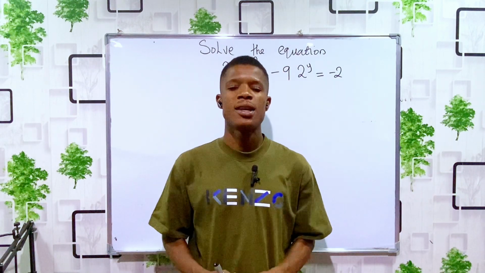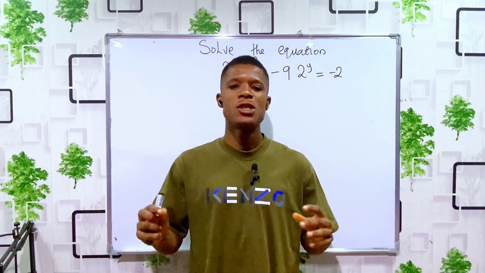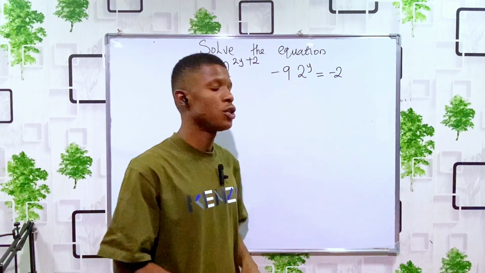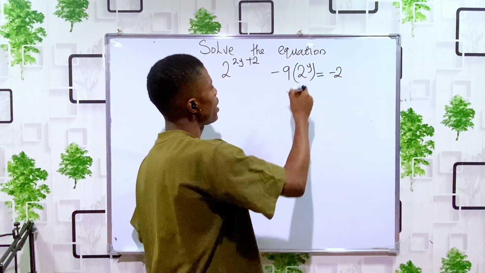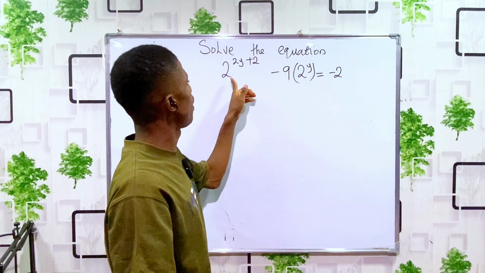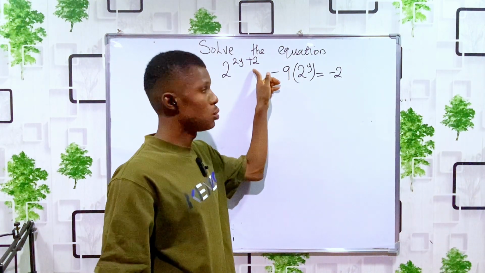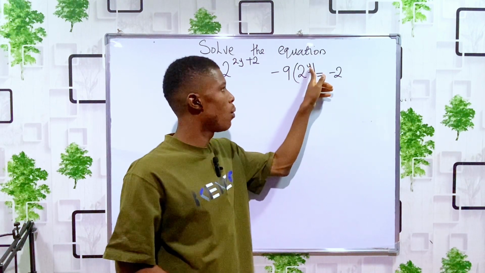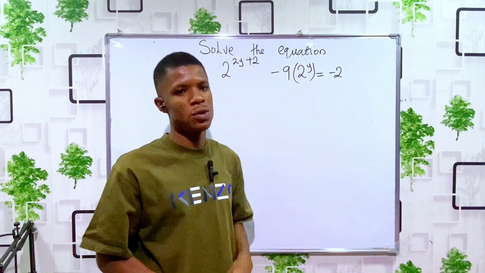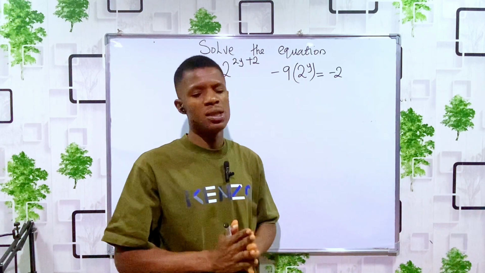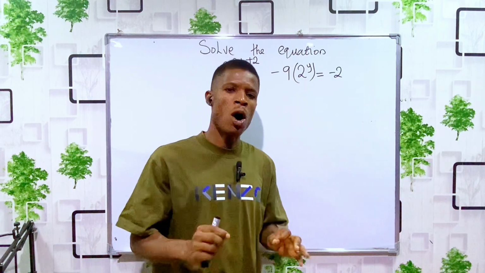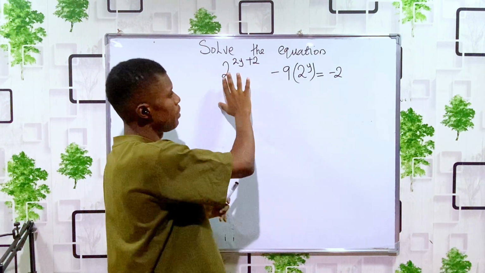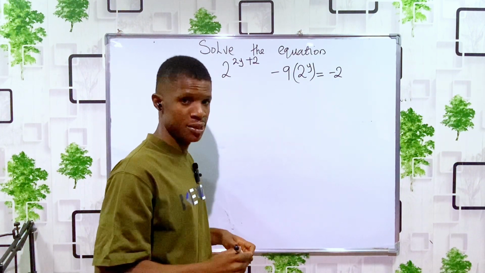Hello viewers, in this tutorial we are told to solve this exponential question on the board. We have 2 to the power of 2y plus 2 minus 9 times 2 to the power of y equals minus 2. For us to do this is very simple. What we are going to do here is apply the various laws of indices.